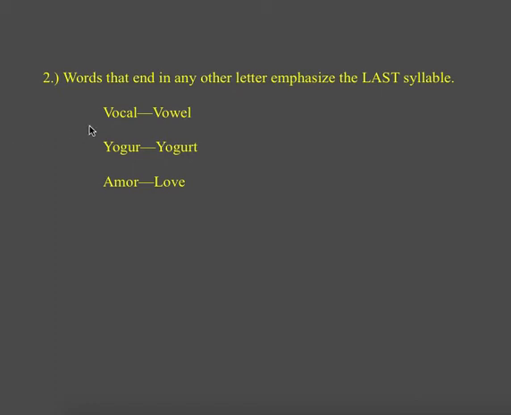For example, vocal ends in L, so it's pronounced vocal, not vocal. Same with yogur. Yogur ends with an R, so it's yogur, not yogur. Okay? And same with amor, it ends in an R. It's amor, not amor.